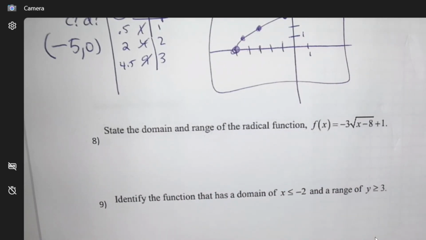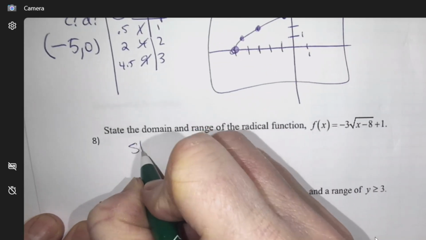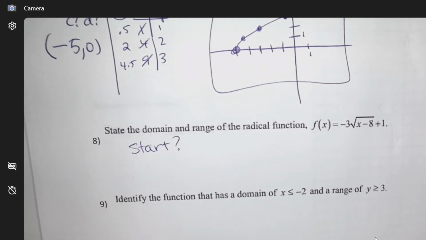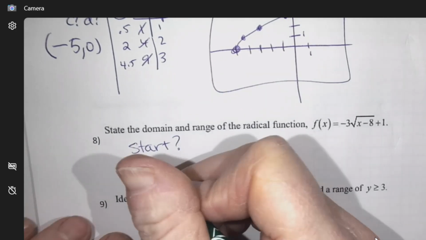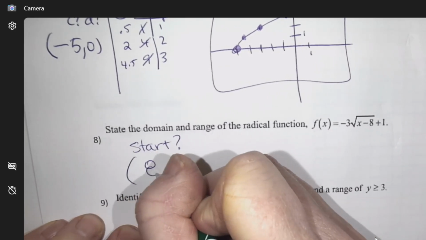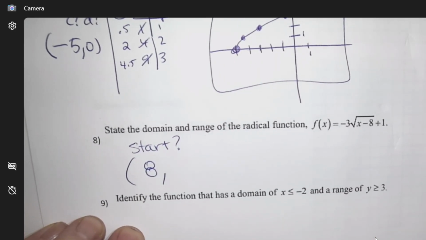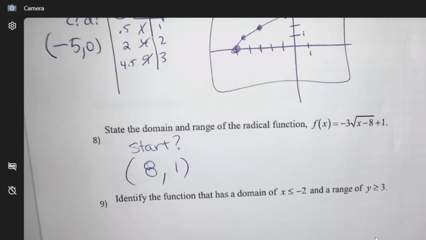Okay, state the range and domain of this radical. So here's my first question. Where should we start this radical? What's the coordinate? Positive 8, positive 1. Opposite for the x stuff, right?